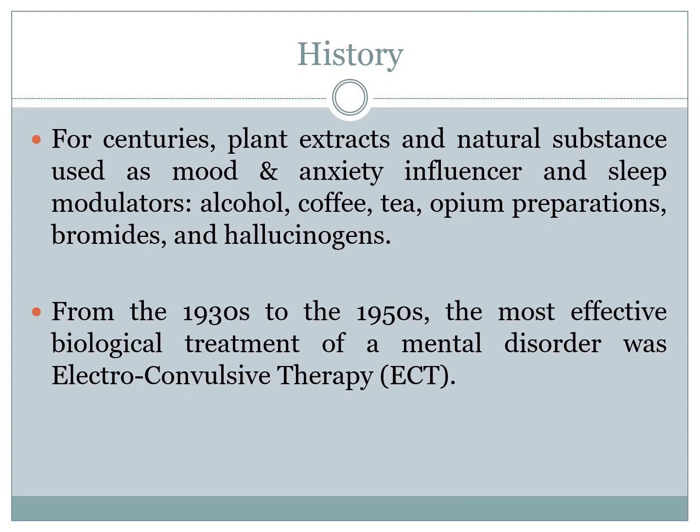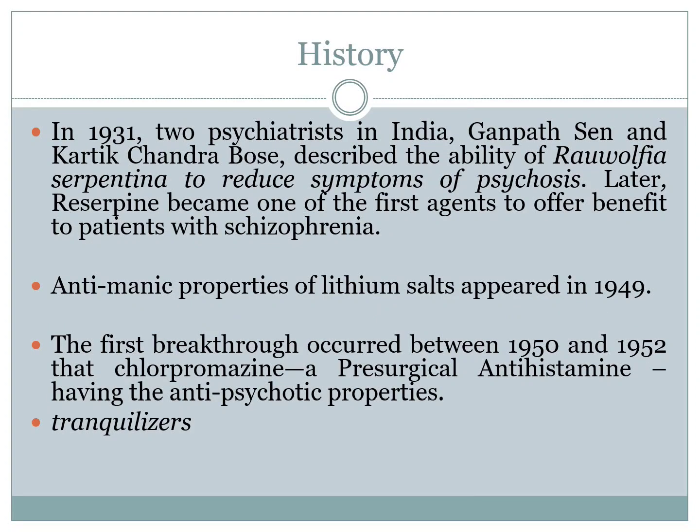The next point is from 1930 to 1950s, the most effective biological treatment which was available for any psychiatric disorder was electroconvulsive therapy. In 1931, two psychiatrists in India described the ability of a plant to reduce the symptoms of psychosis, and later reserpine, which is the extract of this plant, became one of the first agents to offer benefit to patients with schizophrenia. And the two psychiatrists were from India, from Nimhans, Dr. Ganpat Sen and Kartik Chandra Bose. So the first ever chemical which was discovered for psychiatric disorder was by the Indians only.